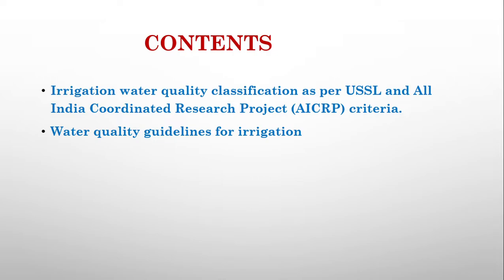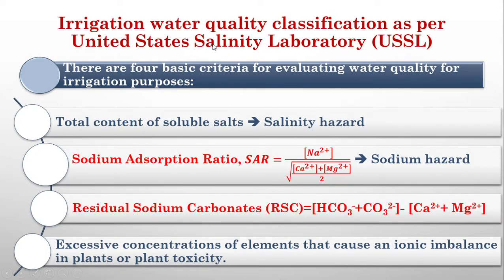Another topic we will discuss today is water quality guidelines for irrigation, the normal guidelines for water quality for irrigation water. So these are the things that we will discuss today. First, we will see the irrigation water quality classification as per the United States Salinity Laboratory (USSL).